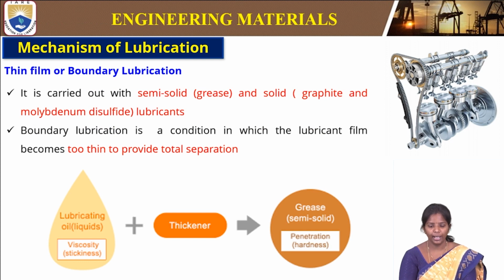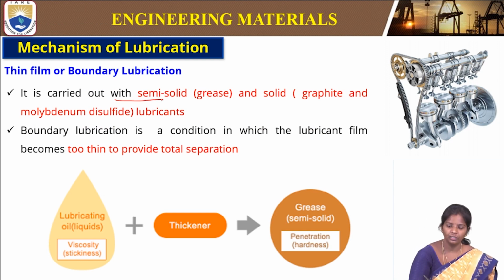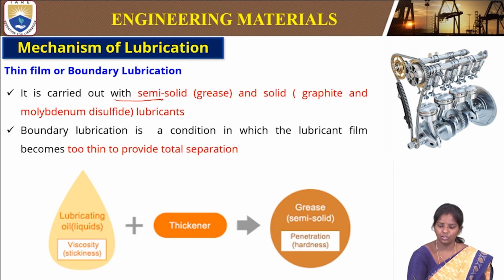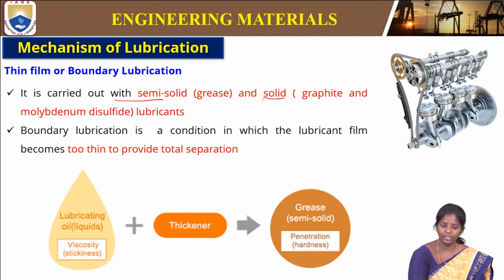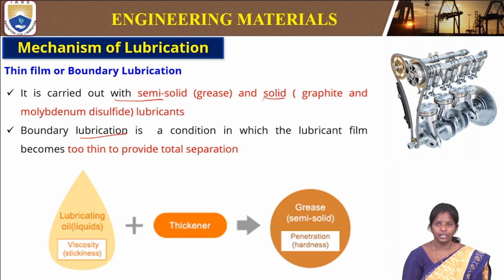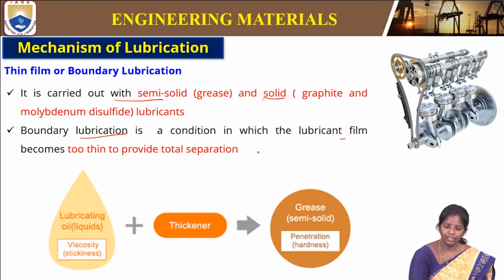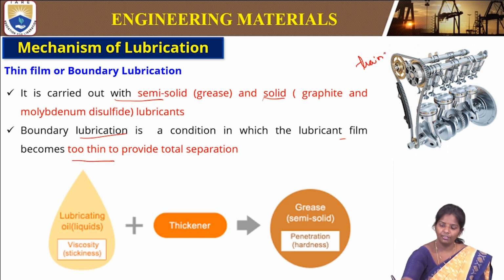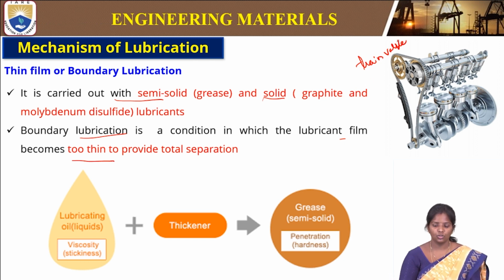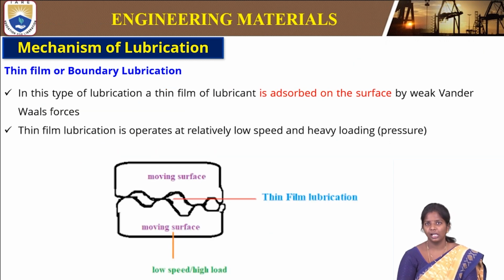So what really happens? It is carried out with semi-solid lubricants like grease or solid lubricants like graphite or molybdenum disulfide. Boundary lubrication is a condition where the lubricant film becomes too thin to provide total separation. This is an example of a train valve used in automobiles, which also involves boundary lubrication, wherein a very thin film of lubricant is applied.